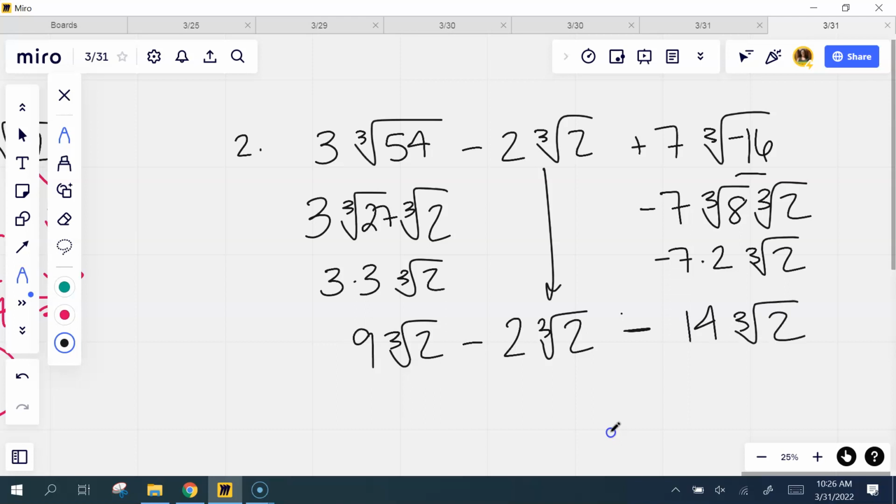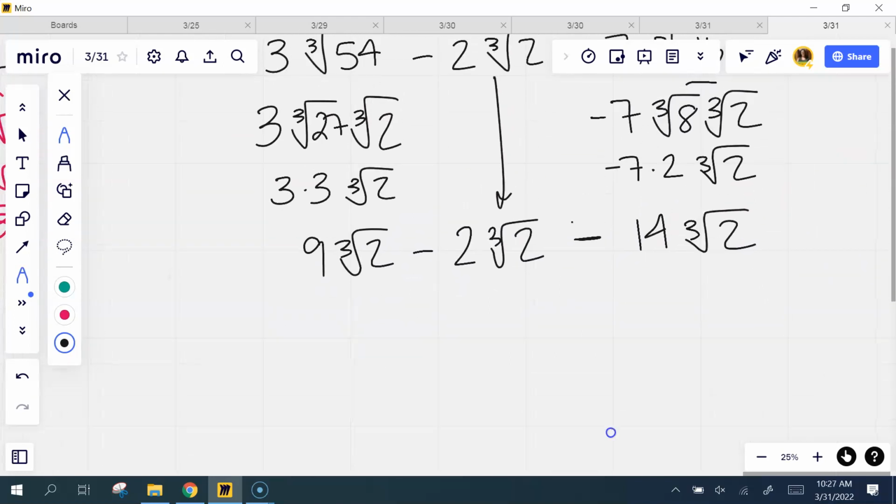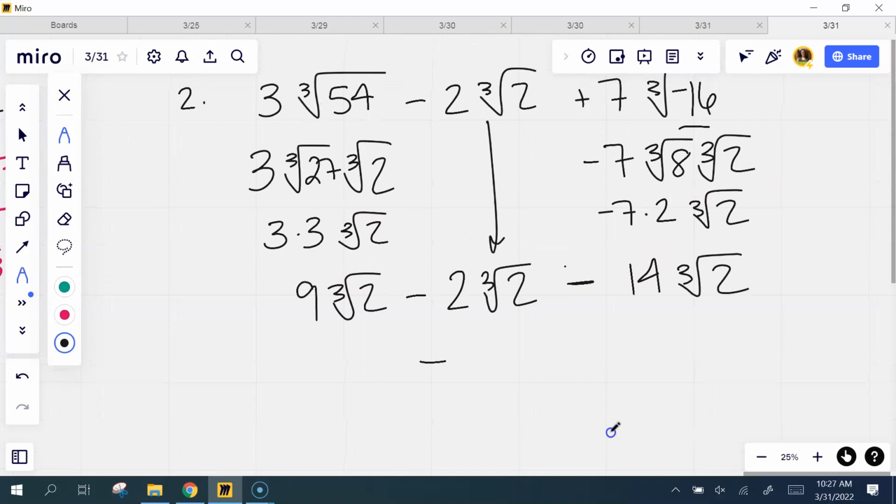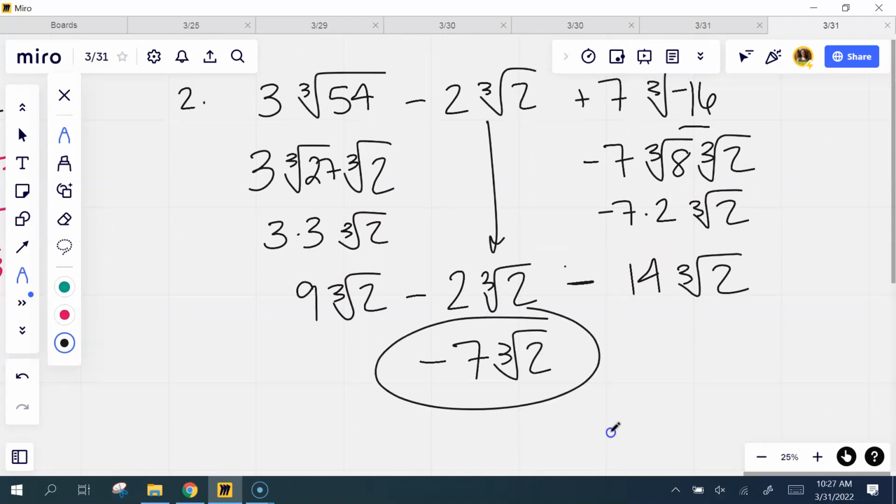Now, everybody looks the same, right? So I can just do 9 minus 2 minus 14, which gives me what? Negative what? That's all there is to adding and subtracting. We'll do a couple more, make sure you got it.